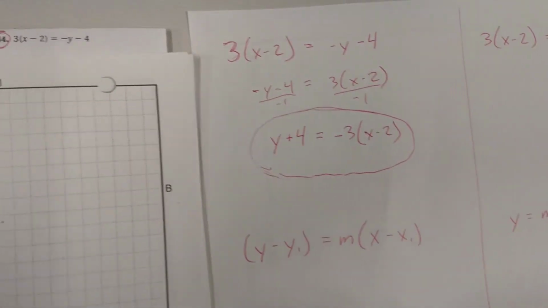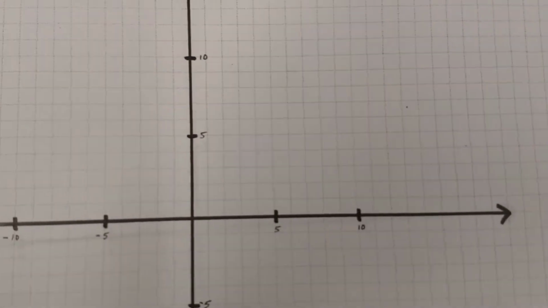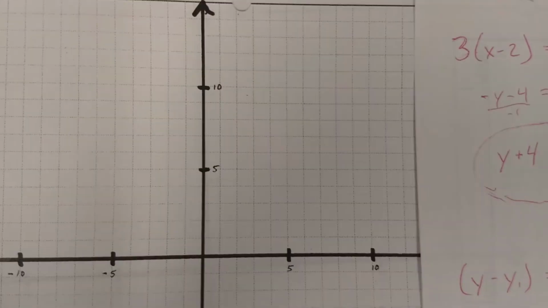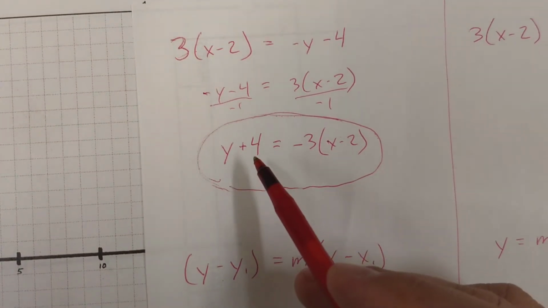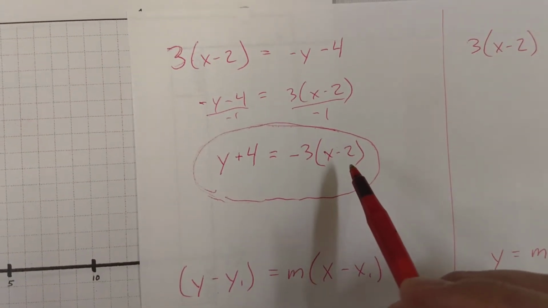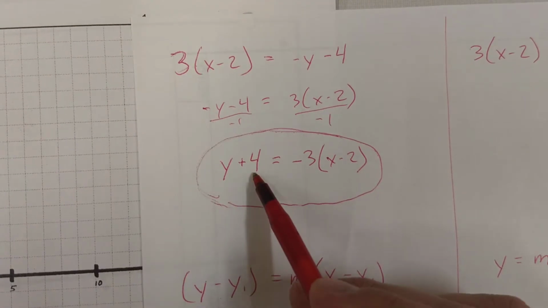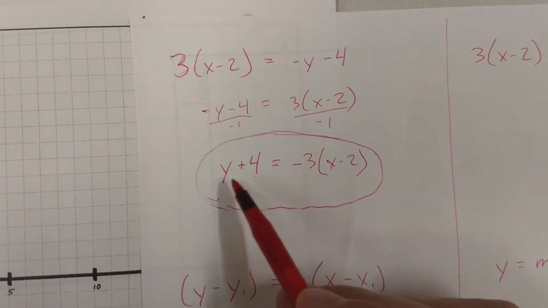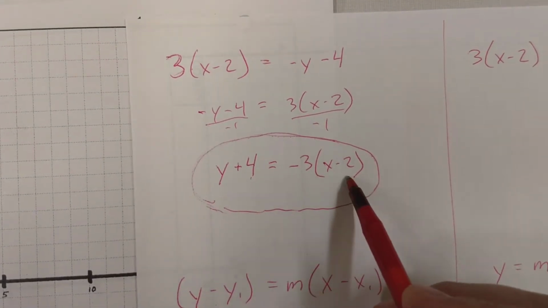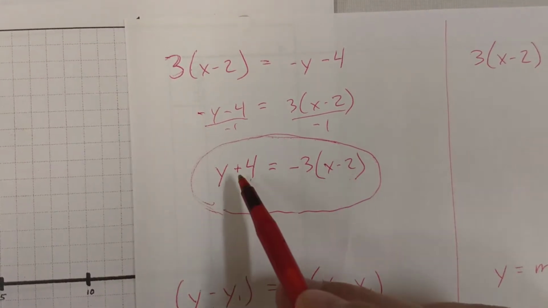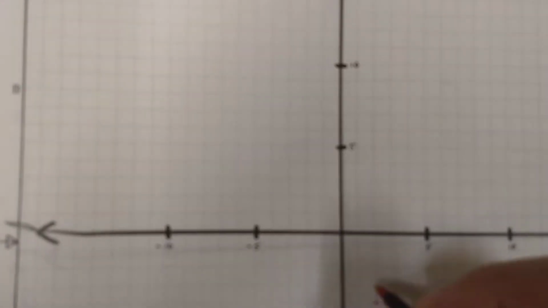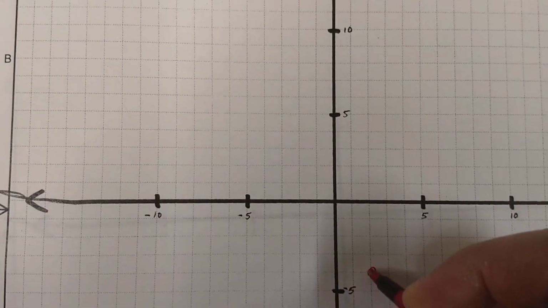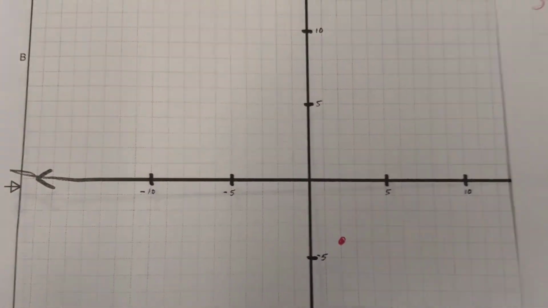If I were to graph that, I'm going to graph it over here, just freehand on this grid. I know I've got a point that must run through 2, negative 4, right? Because this is y minus a y I know, this is x minus an x I know. Well, the x is 2, the y is going to be negative 4. So I can go over here and say x of 2, y of negative 4. The line that I'm graphing is going to go through that point.